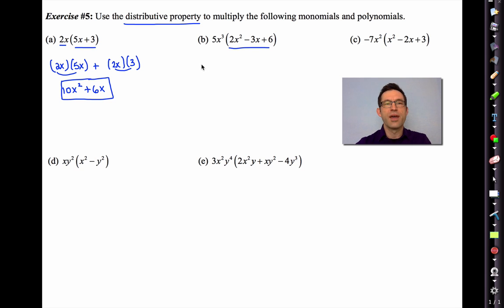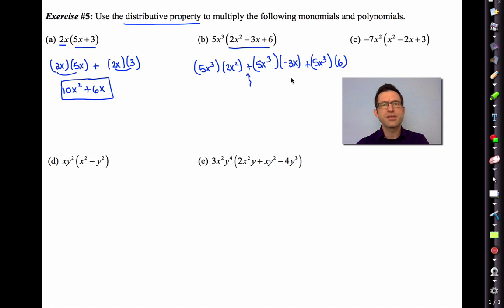Let's do one more of them together, and again, I'm going to write it out in all of its glory. I'm going to have that 5x cubed times 2x squared. And then I'm going to have a 5x cubed times negative 3x. We'll talk about that in a moment. Then I'll have 5x cubed times positive 6. Now, some of you will choose to have a subtraction there and then a positive 3x there. Some will choose to have an addition and a negative 3x there.